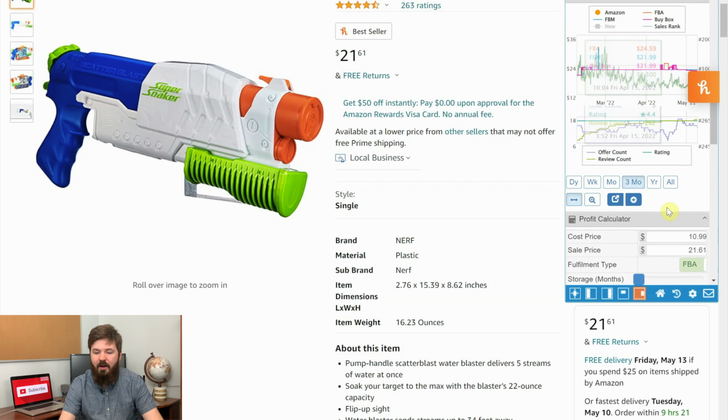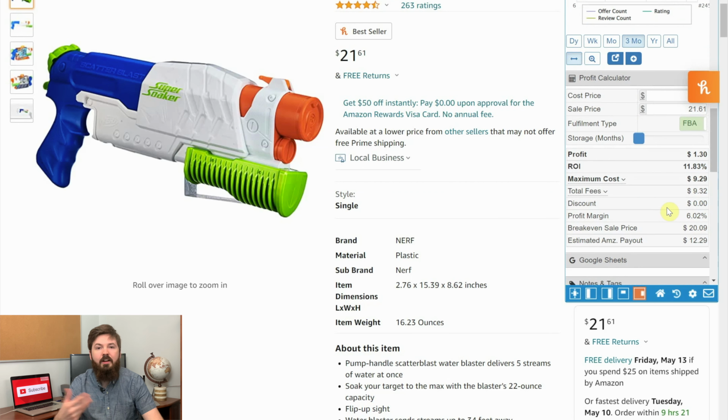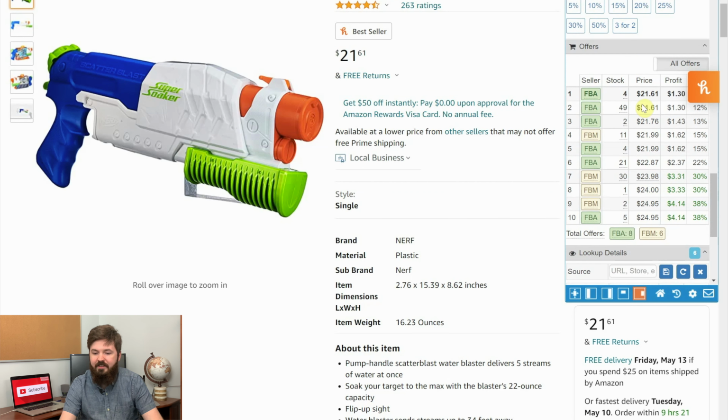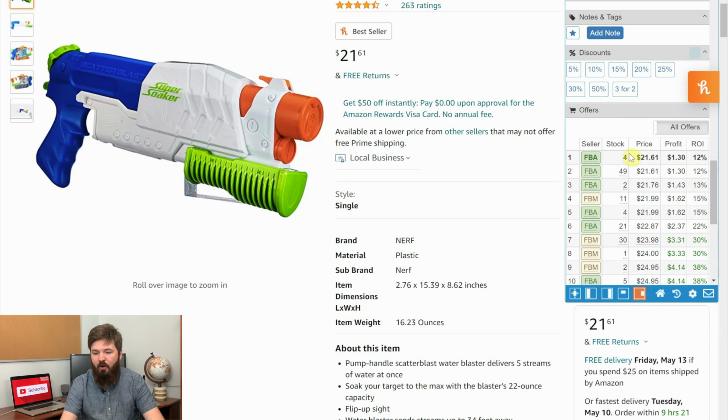You could scroll down. You see you have a Keepa graph here again, and a more detailed profit calculator. And then this is where we want to go to start doing manual sourcing. So this is a list of the first 10 sellers on the listing. You can see that they're FBA or FBM. You can see how much they have in stock. You can see their price. You can see what their estimated profit is depending on what you put in for your purchase price. And you can see their ROI as well.